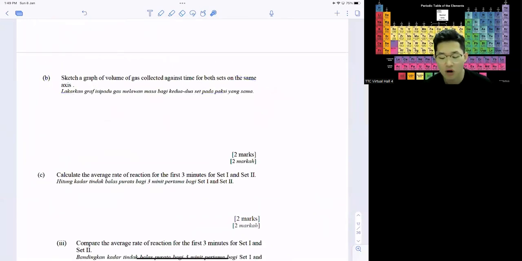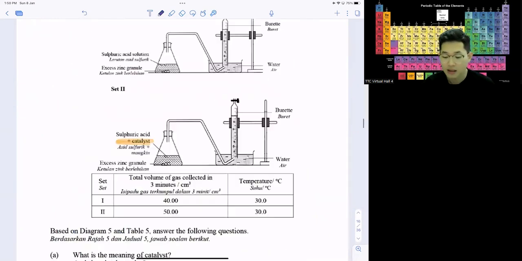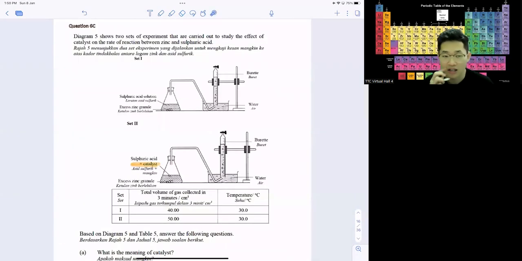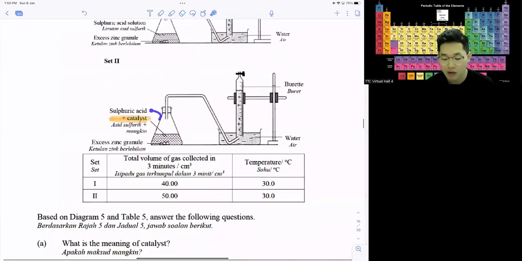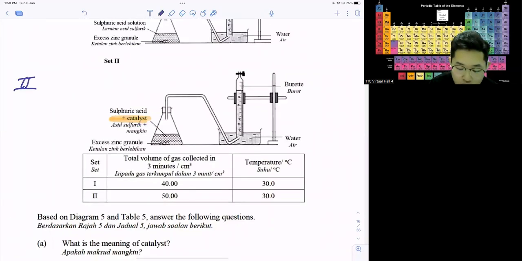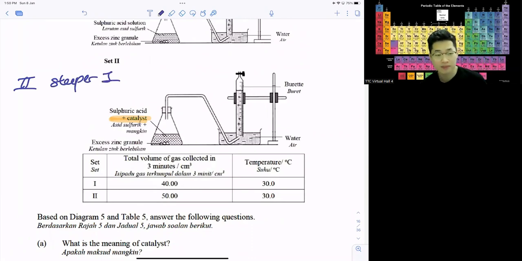Sketch a graph of volume of gas against time for both sets of the experiment on the same axis. Experiment 1 and 2, let's compare the rate of reaction. This one has catalyst. So 2 is going to have a higher rate of reaction than 1. So 2 will be steeper than 1. And then height. For height, right?